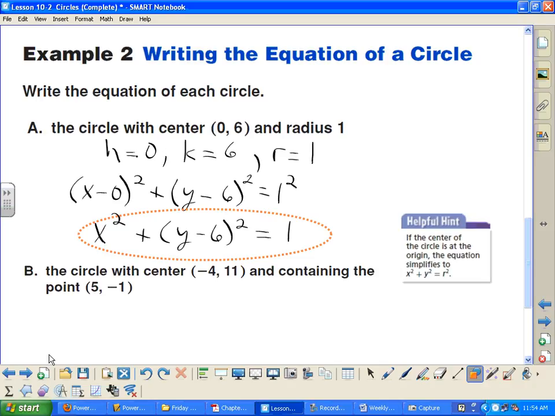So when they give you the center and radius, it's that easy. Okay? You don't need to use the distance formula. Just go ahead and plug them in. Now they give us a little helpful hint here. They say, okay, if the center of the circle is at the origin, then it just simplifies to x squared plus y squared equals r squared. Much easier.